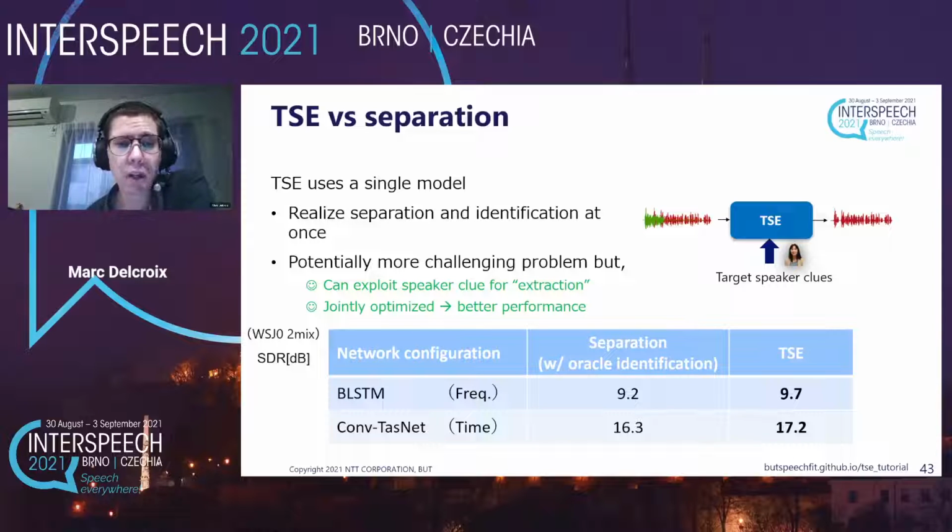And if we compare separation with Oracle target speaker identification, so this would be the upper bound performance of a method that combines separation and identification, and we compare it with a comparable system using target speech extraction. Here we have 2 examples of this system, one in the frequency domain and one with ConvTasNet in time domain. We see that using the target speech extraction usually gets a better performance than using the separation plus Oracle identification, which really shows that using this jointly optimized and single system can be very beneficial.